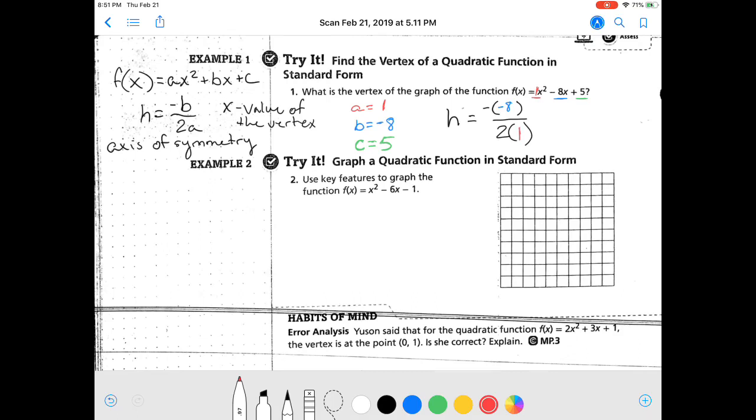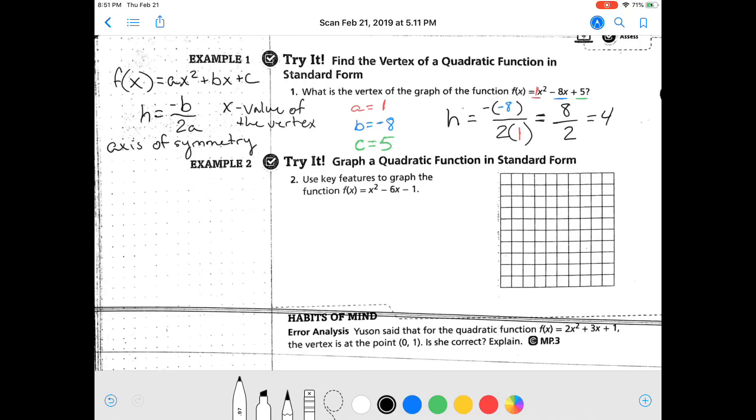All right, so if I have a negative 8, two negatives make a positive. So it's going to give me positive 8, and 2 times 1 is 2. 8 divided by 2 is 4. So my x value of my vertex is 4. That also means that 4 is my axis of symmetry.